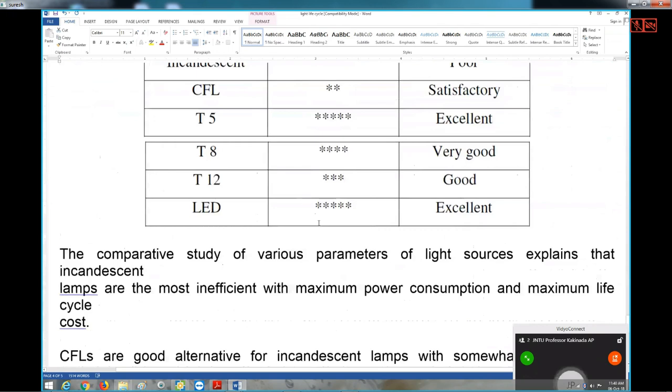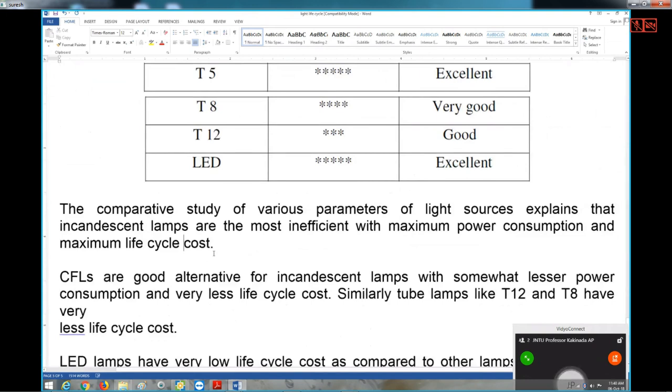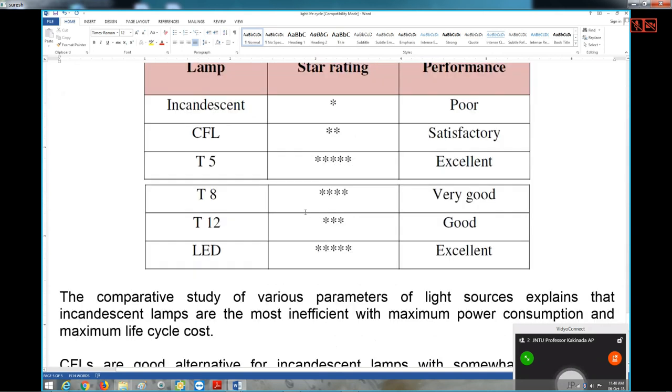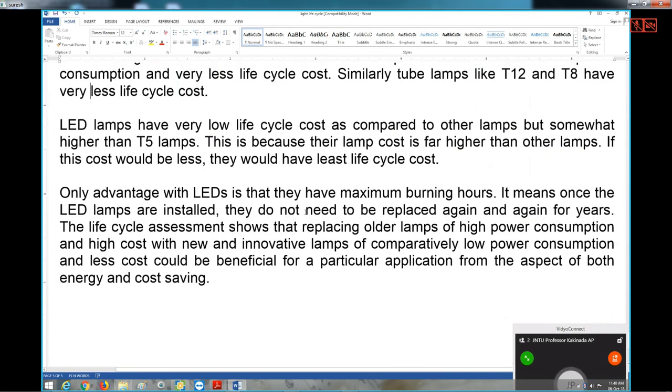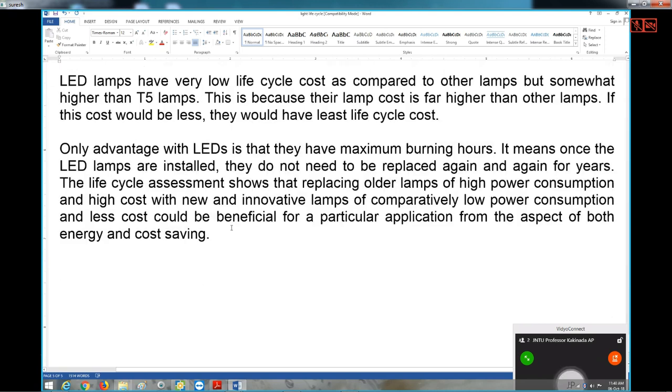Now, from the comparison of all these cases, we finally conclude that we can use either T5 fluorescent tubes or LED lamps for the production of light. And the life cycle costing of CFL lamp is somewhat high compared with the remaining cases. The only advantage of LED lamps is that they have maximum burning hours compared with the T5 or T8 tube light, which are both in the comparison. Here we have another advantage: once LED lamps are installed, they don't need to be replaced again and again for years.